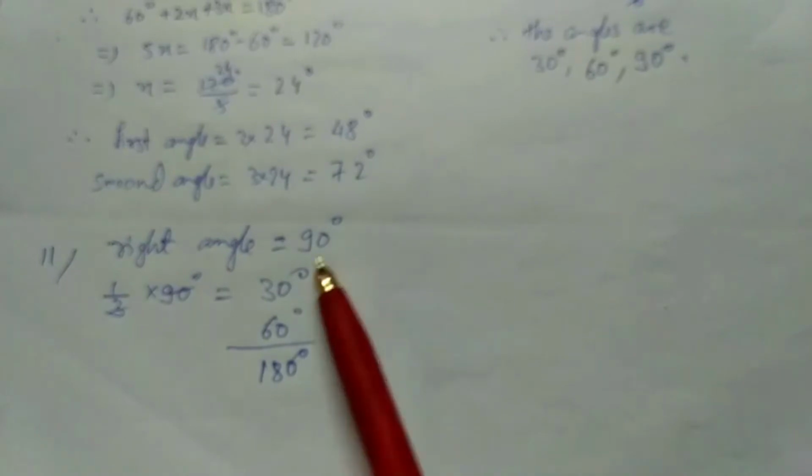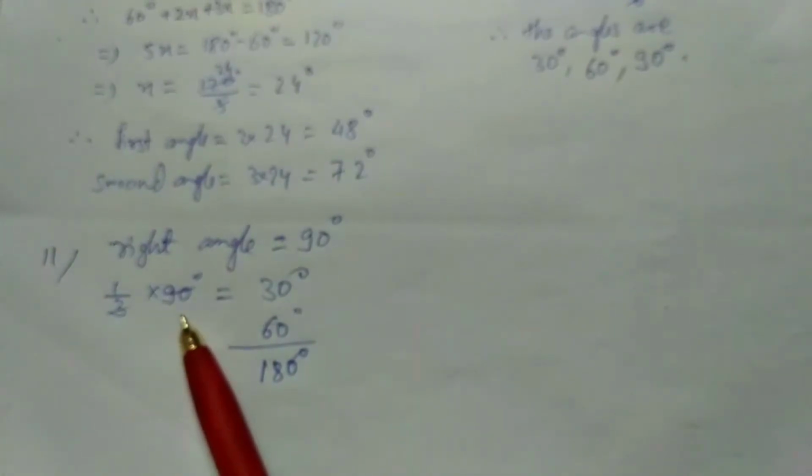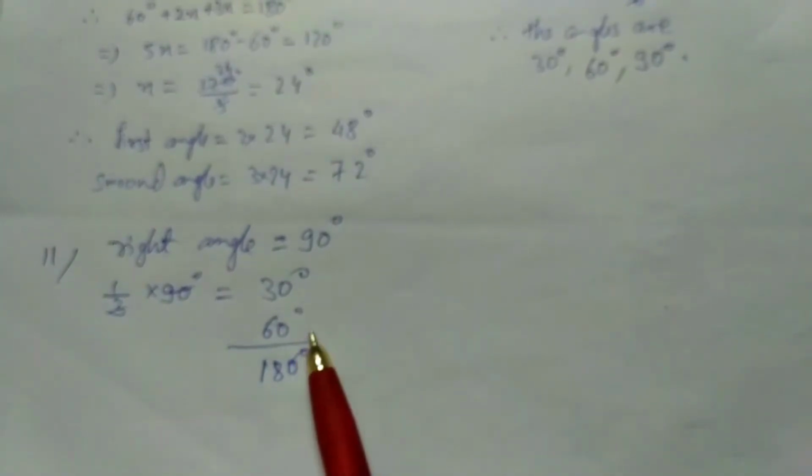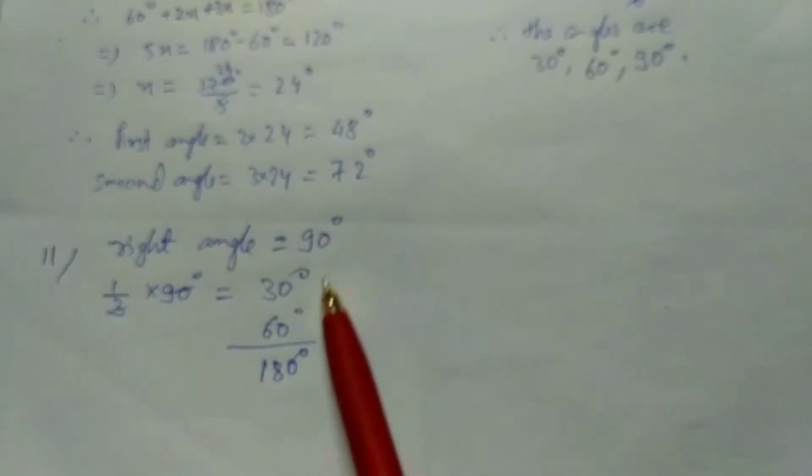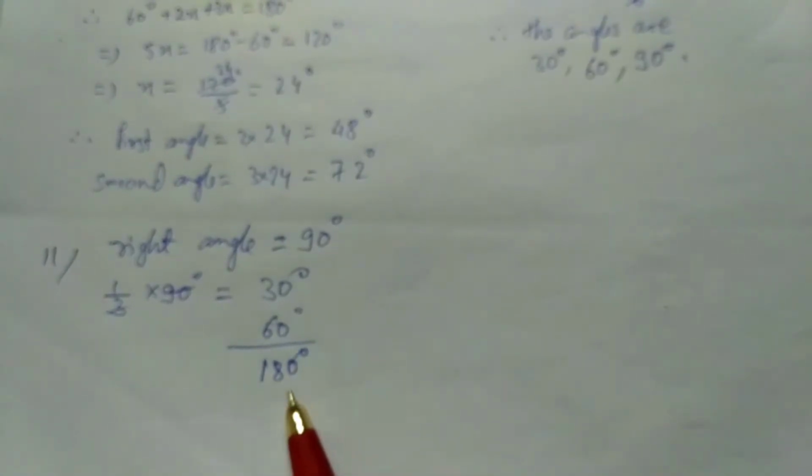In 11.2, it is given 1/3 of the right angle. The right angle means 90 degree. 1/3 of 90 degree is 30 degree. And one angle is given 60 degree. If I add them, we will get 180 degree. That means the triangle is possible.